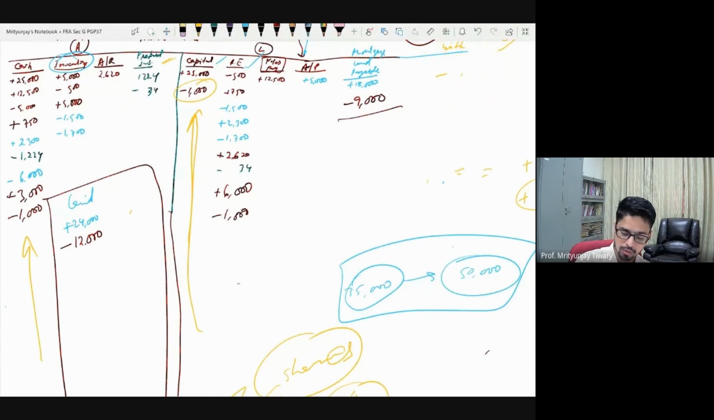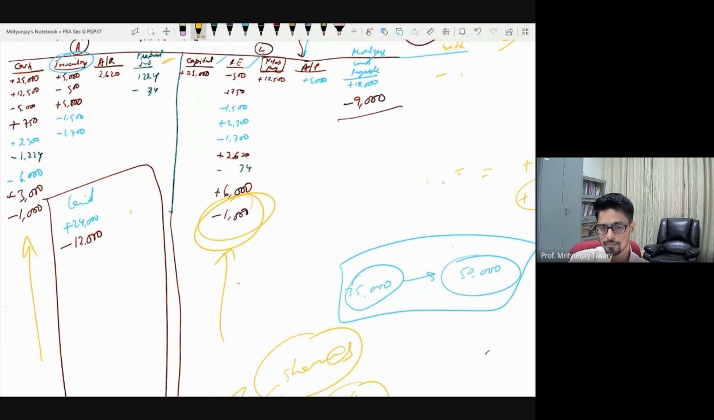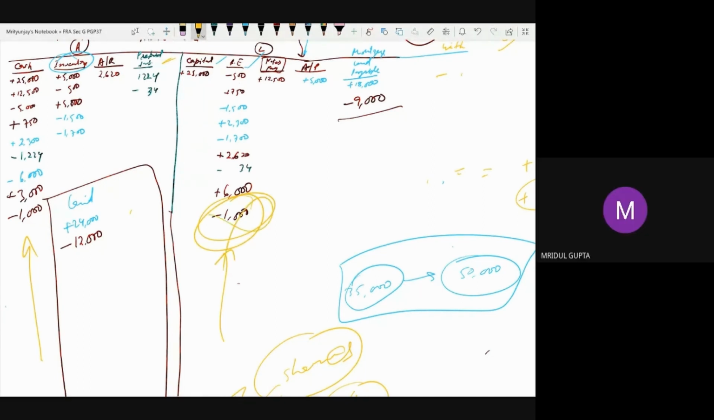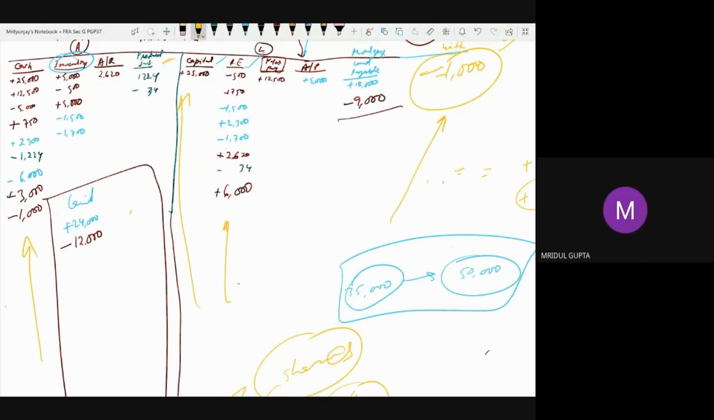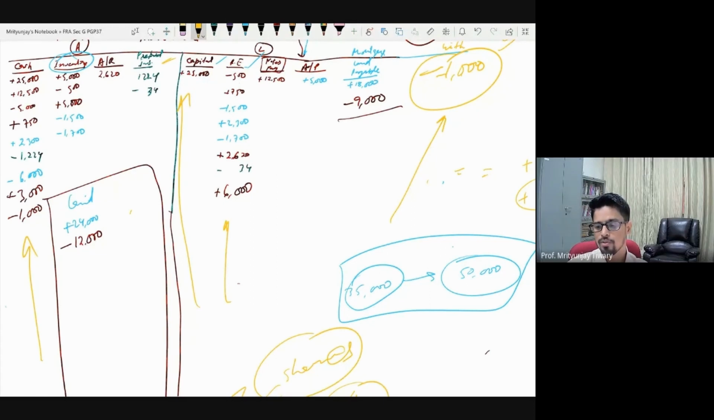Alternatively, if you don't want to reduce it here, then you reduce here. That is also an acceptable way to do this treatment. If you don't want to do this, then you create a new heading called withdrawal and subtract $1,000 there. That is also acceptable. So any of these three treatments are okay, if the example is silent on why you have taken money out of the business.